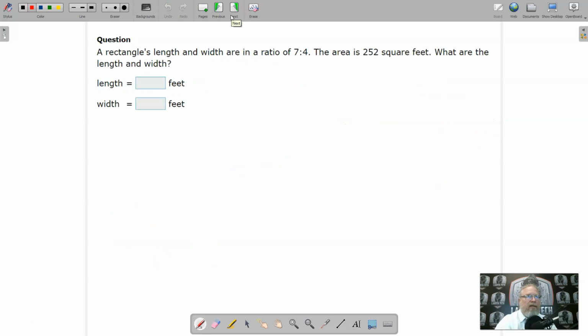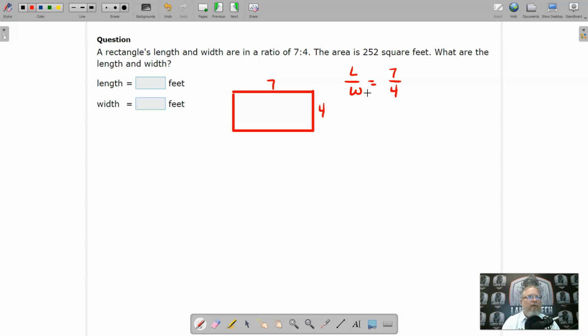All right, last two questions are going to deal with ratios. So let's go ahead and talk about this. It says a rectangle. So again, let's go ahead and draw a rectangle. Get that rectangle there. And it says that its length to width are in a ratio of 7 to 4. So this isn't saying that the length is 7 and the width is 4, but it is saying that the length to width ratio is equal to 7 to 4.